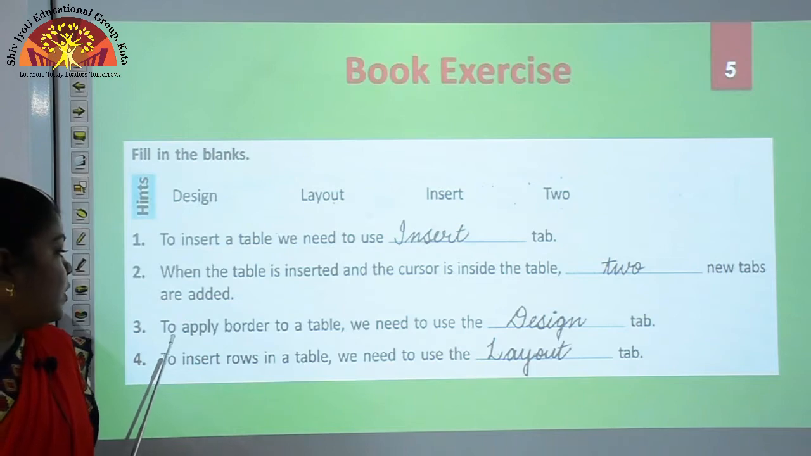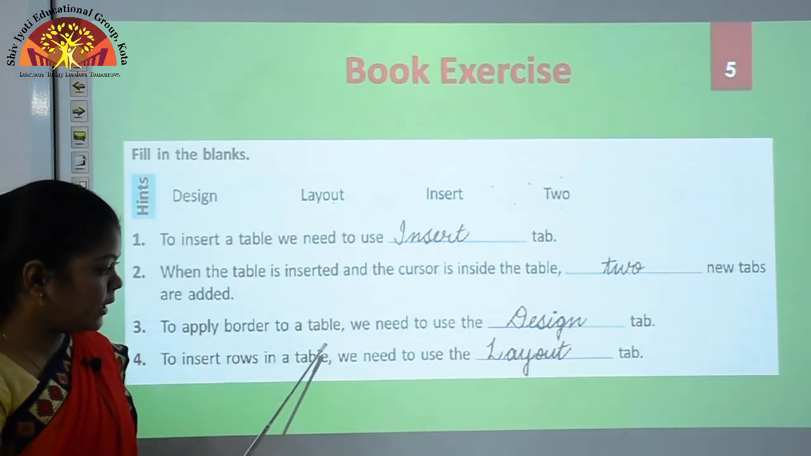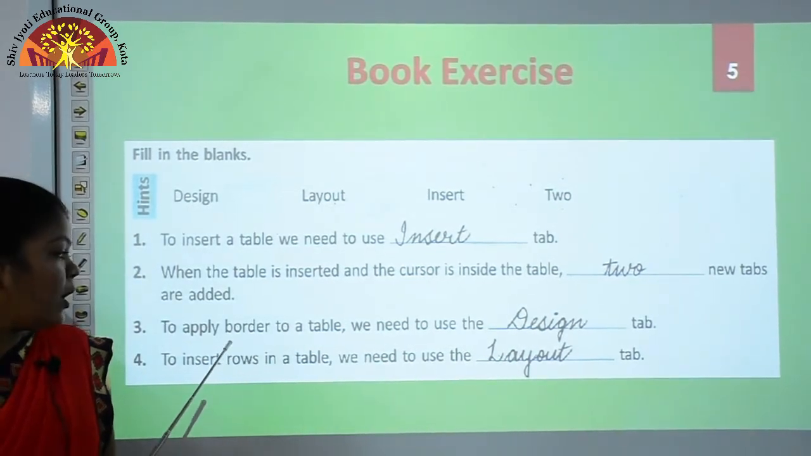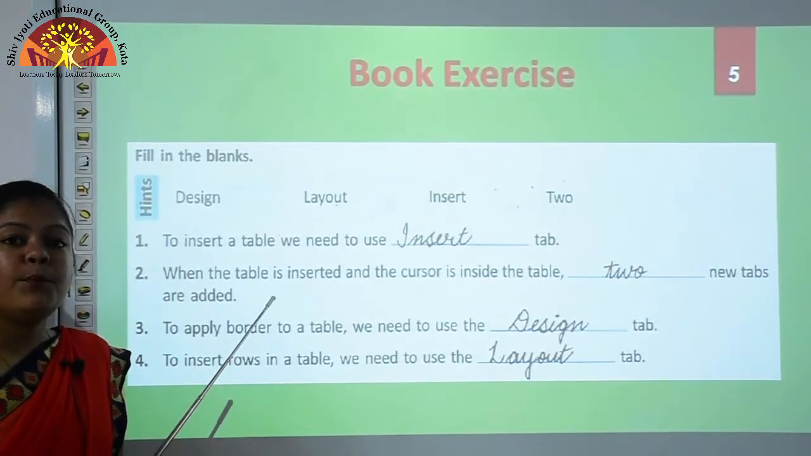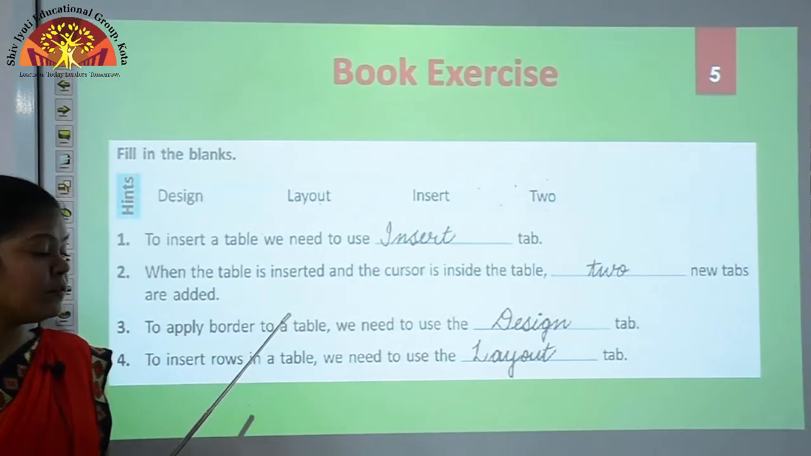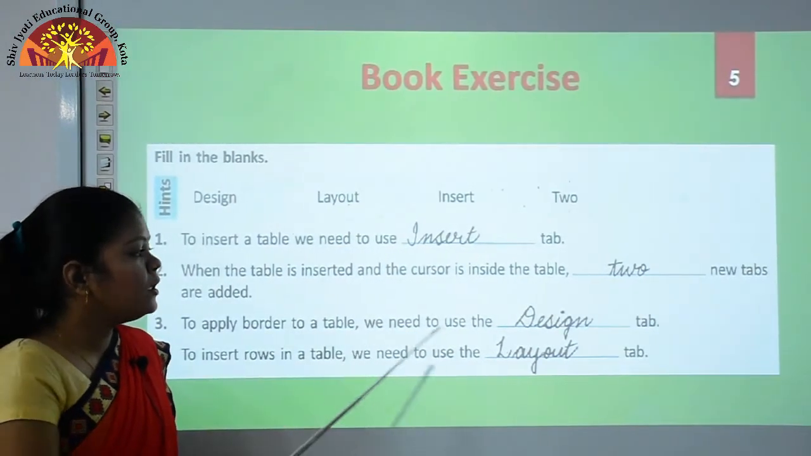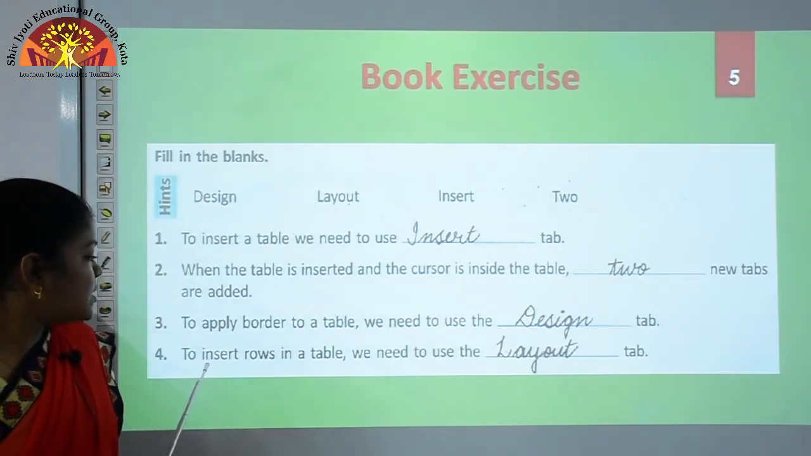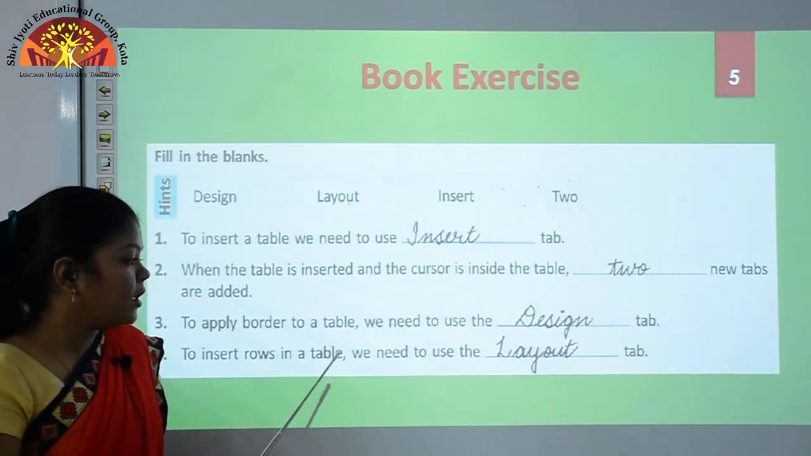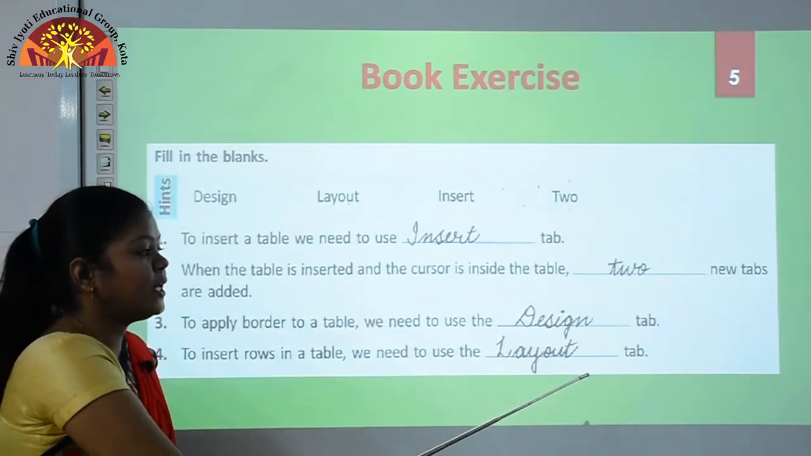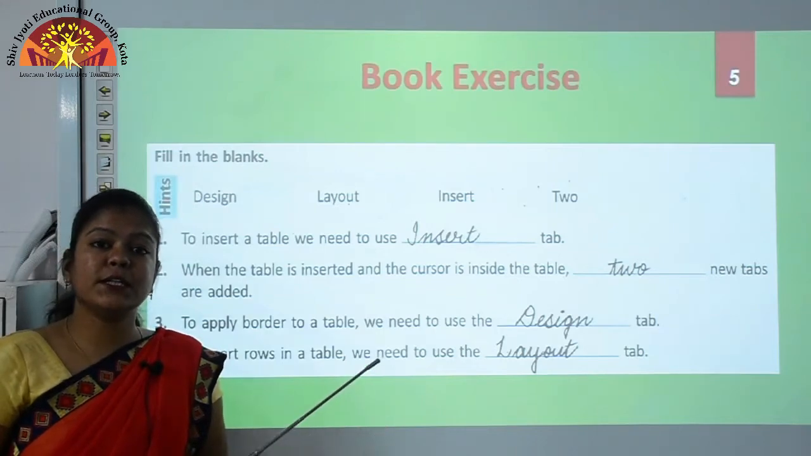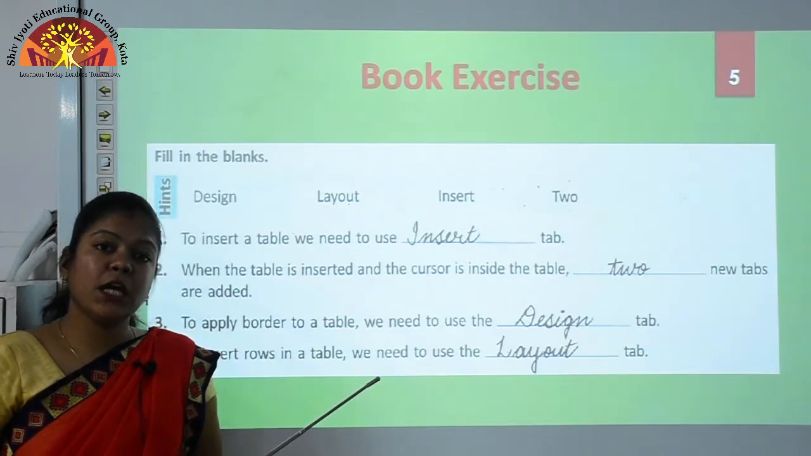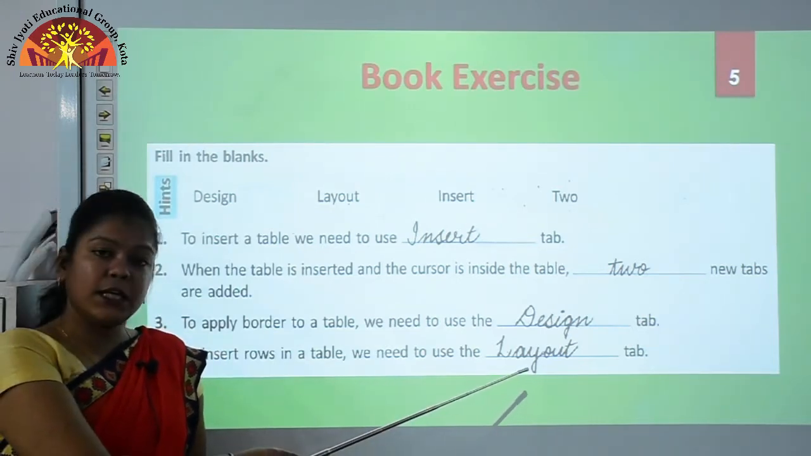Next fill up we have, to apply border to a table we need to use the dash tab. Students, if you want to apply border or border painter, then we have to use the design tab. So you have to write design. Next we have, to insert rows in a table we need to use dash tab. Students, we know if you want to insert a row or a column in your table, then we have to click on the layout tab. So you have to write here layout.